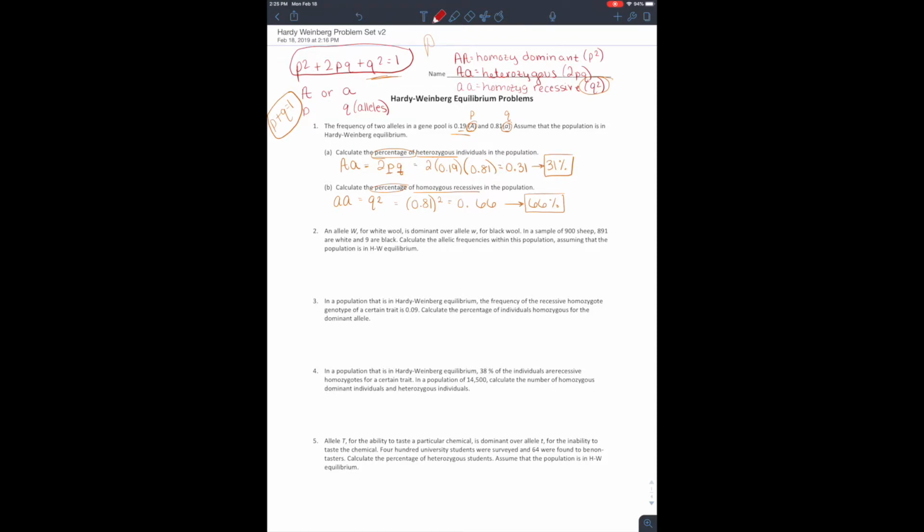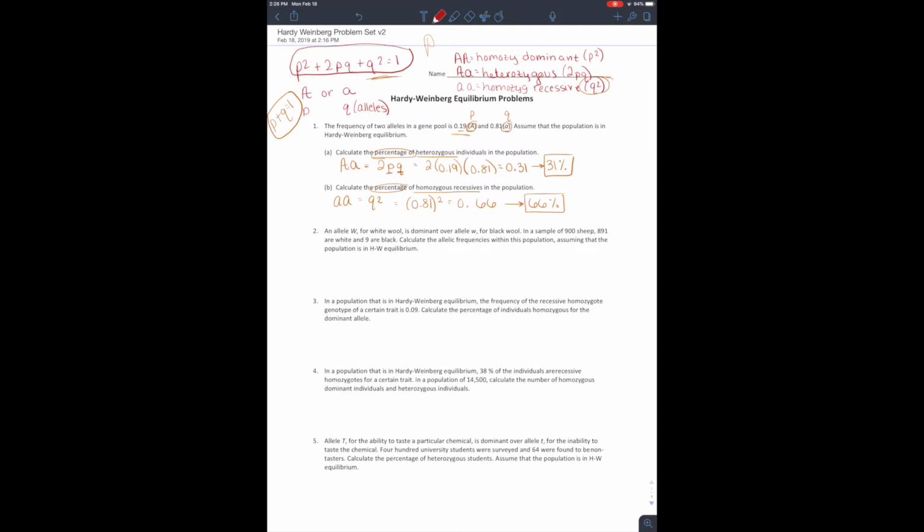There have been about 3 or 4 that have been asked since 2012. And of course, if you are the unlucky year that you get a Hardy-Weinberg equation for your free response where you have to write about it, you want to know what you're doing. So let's go forward with some more examples.